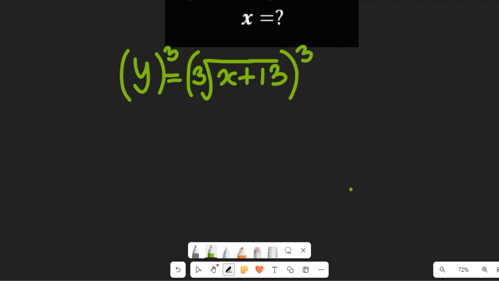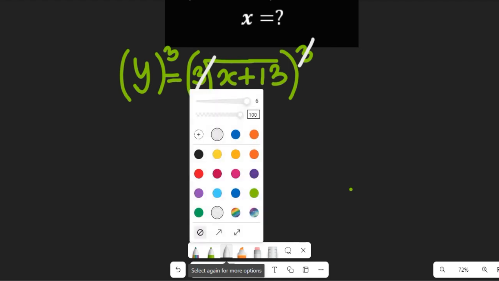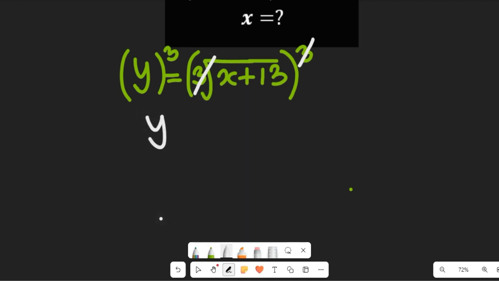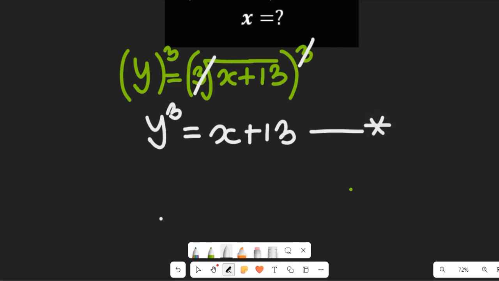If we do that, the cube root will clear, and we'll be left with y to the power of 3 equal to x plus 13. Looking at that expression very well, this is an equation we don't want to joke with. So y to the power of 3 is equal to x plus 13.